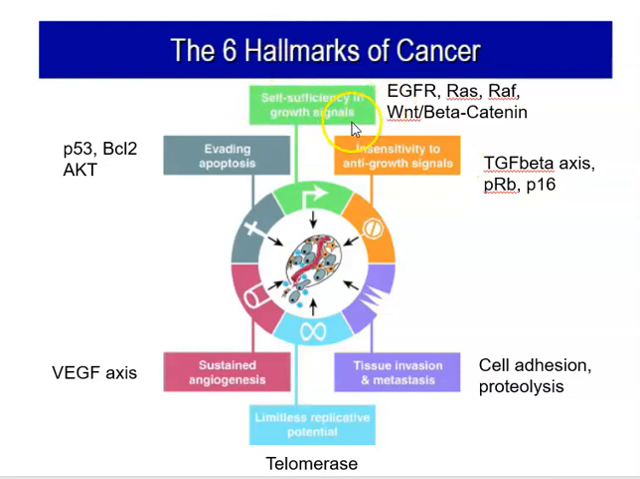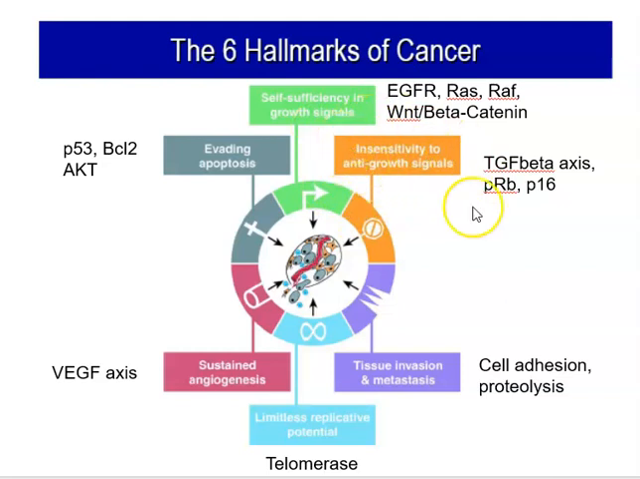So self-sufficiency of growth signals, this is the epidermal growth factor receptor signaling. It can be RAS and RAF mutations. We're going to cover these in the oncogenes lecture. Wnt beta-catenin, I will cover that at some point as well, maybe in hereditary cancers. So this is effectively like a cell that's got its foot on the accelerator pedal. This mutation is the inability to put your foot on the brake pedal.